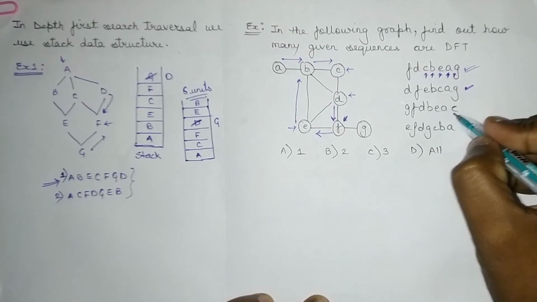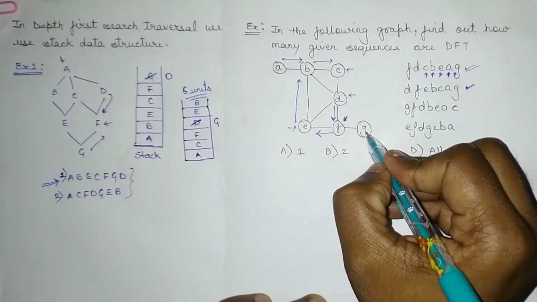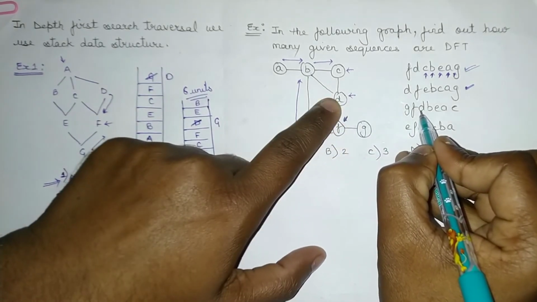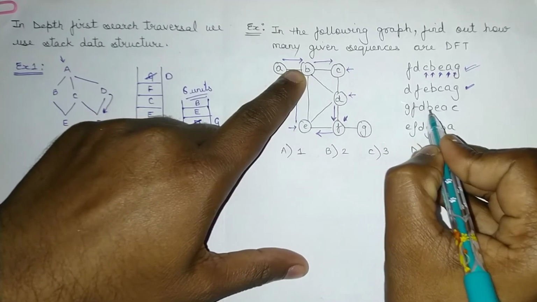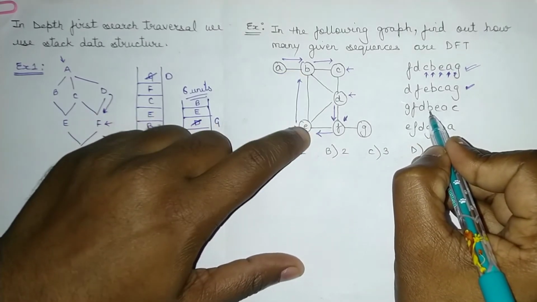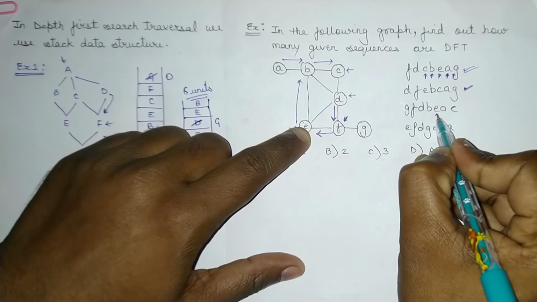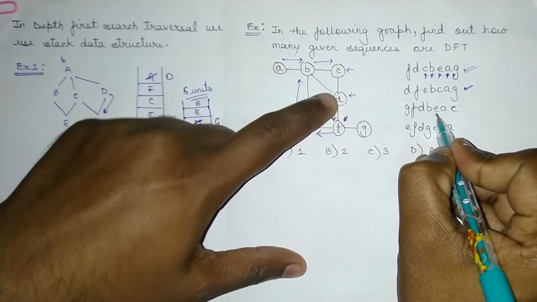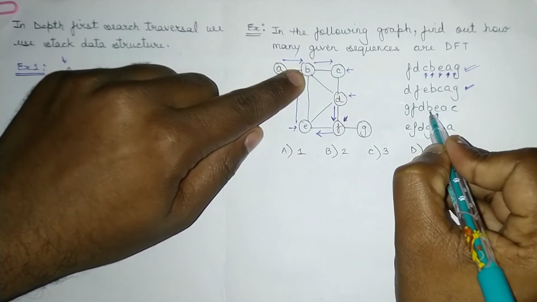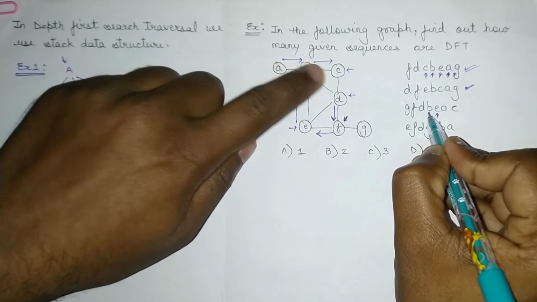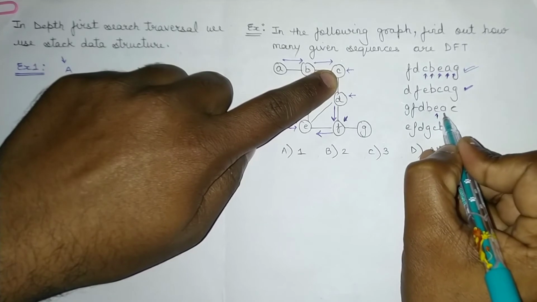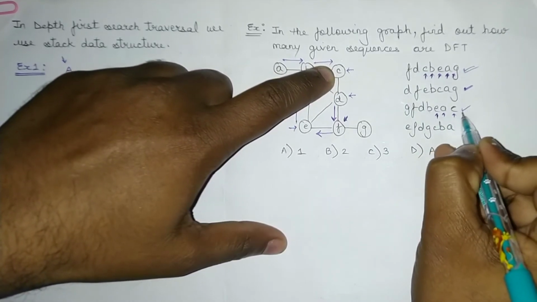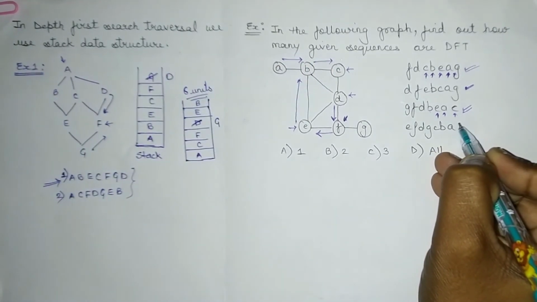Now let's check the third one. They started from G, they moved on to F, which is right. After F they took D, which is right. After D they took B, which is also adjacent, which is okay. After B they moved on to E, which is okay. After E there is no new node because F, B, D are already traversed, so they backtrack to B. From B there are two possibilities, one is A, one is C, so they moved on to A. Then they backtrack to B and find C. So this is also the correct sequence.